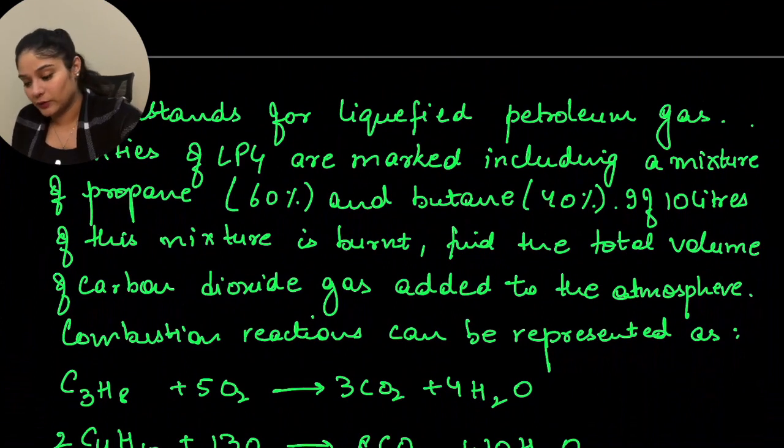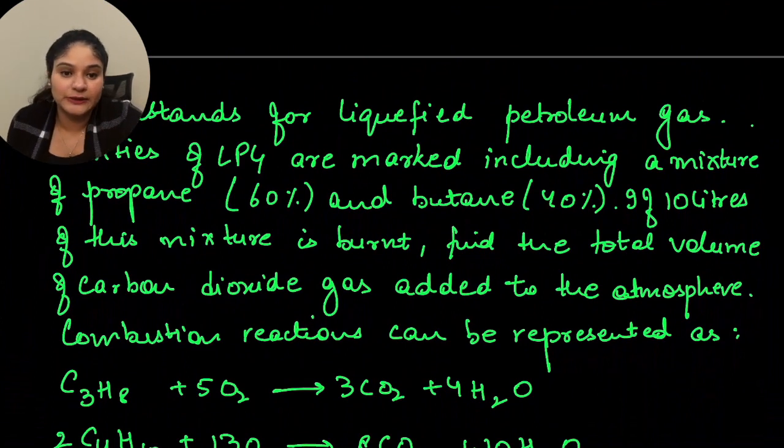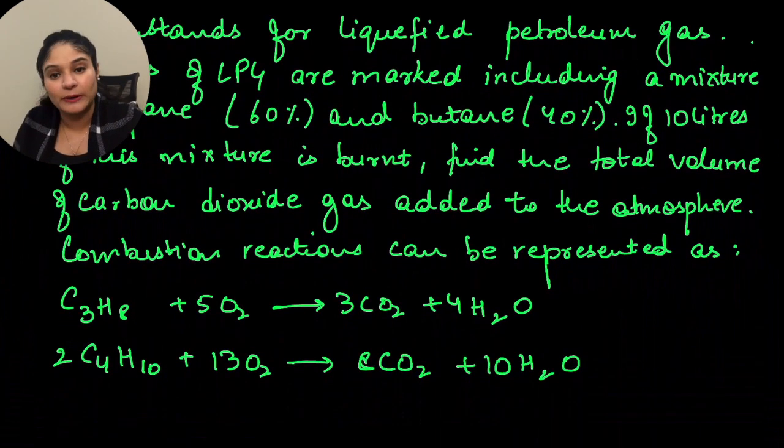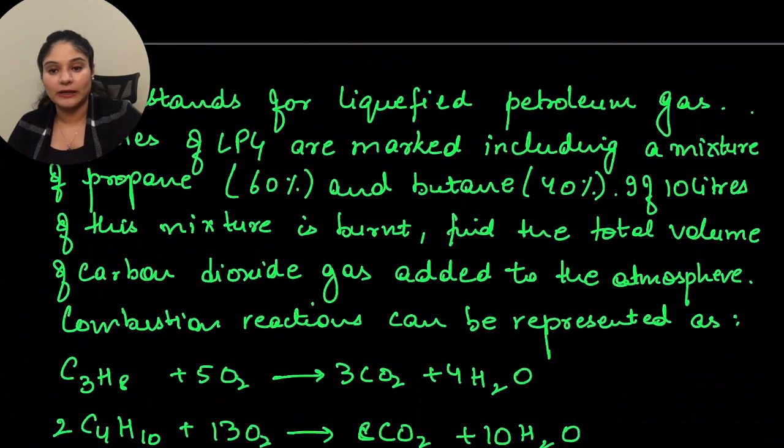So first what we'll do is we'll find the quantity that is being utilized, because they have given that in percentages. You first find it in liters because they have given you 10 liters of this mixture. So you're looking for the volume in liters. So let's look at that. The quantity of propane given to you is 60% and that of butane is 40%. So 60% of what? 60% of 10 liters because you are mixing propane and butane.